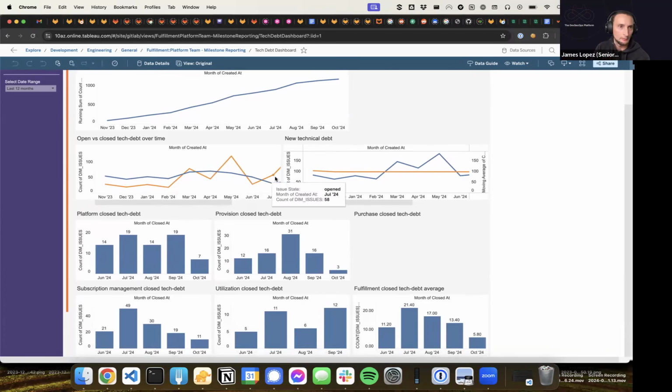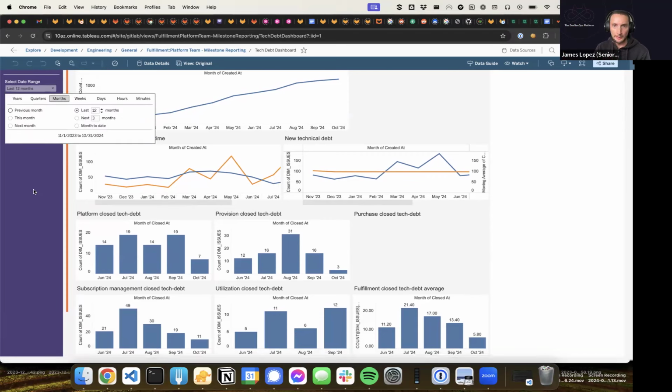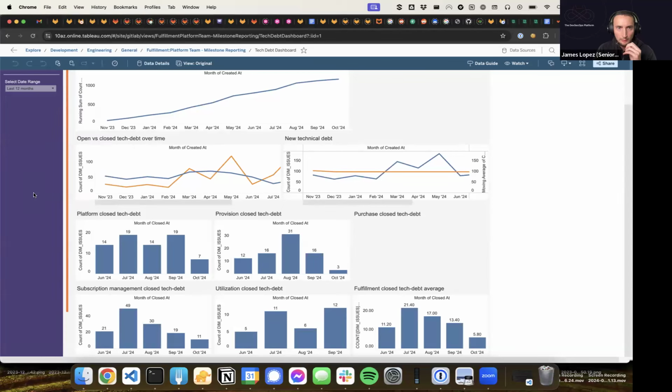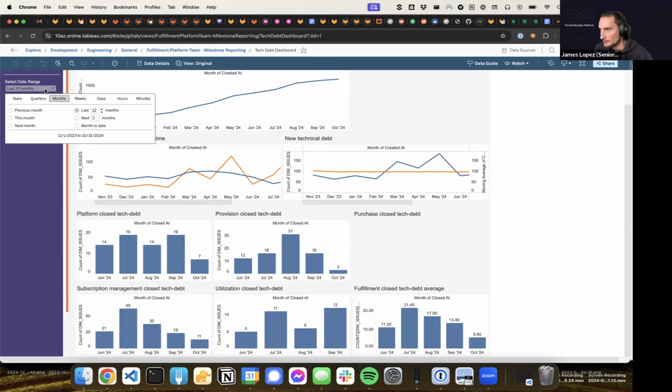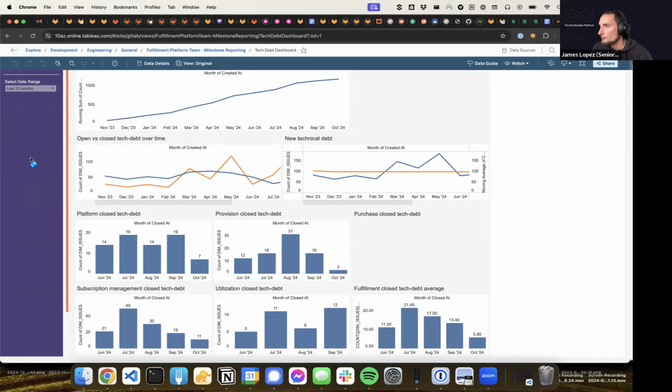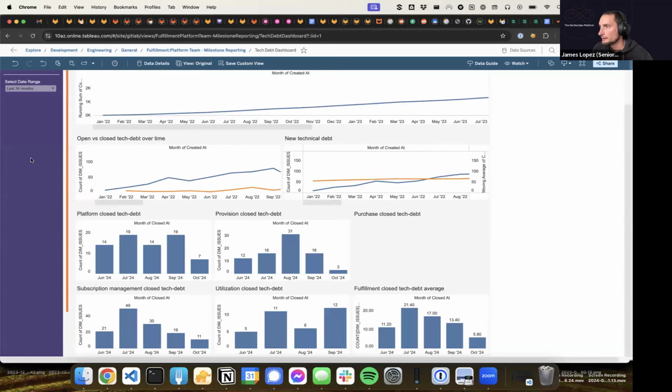I don't know, we can change the time range maybe to, let me see, 2 more years. I think we're doing well compared to years ago, but I don't know. But anyway, you can see there that, for example, from April, it seems like we have, let me see, more closed technical debt, I believe.